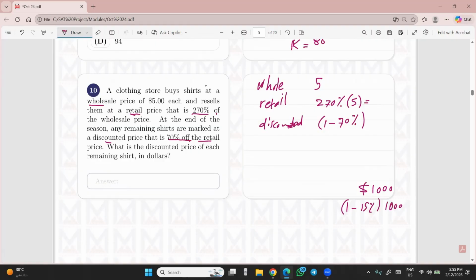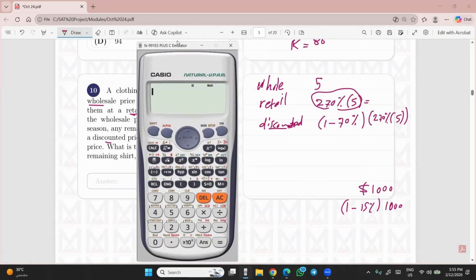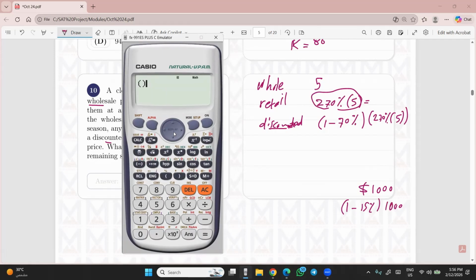So we can write the discounted price as 1 minus 70% times this number, 270% of, or multiplied by 5, and that's the answer. We can put this on the calculator and get the answer easily by just replacing these numbers. So we can open the parentheses and write 1 minus 70%, and that's the percentage here.